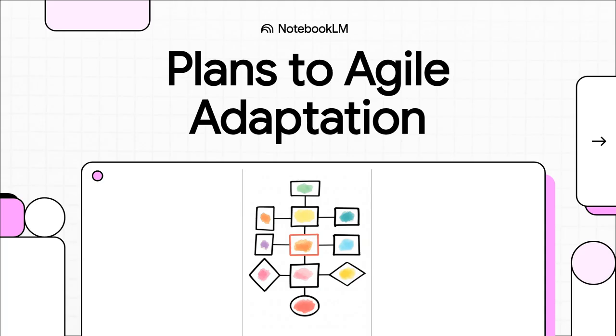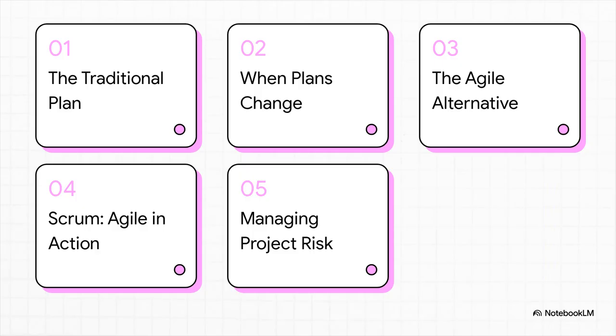Let's get into it. Here's what we're going to cover. We'll start with that classic perfect plan approach to see where it comes from. Then we'll look at its breaking point. What happens when reality hits? After that, we'll unpack the Agile alternative, see it in action with a framework called Scrum, and then we'll wrap up with a skill that's absolutely vital no matter how you work, managing risk.